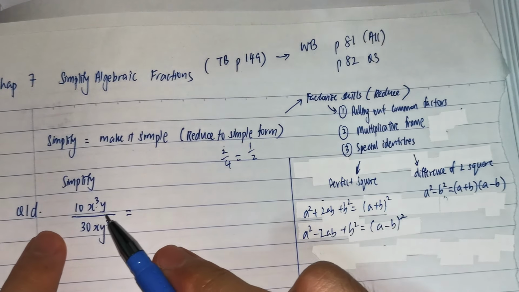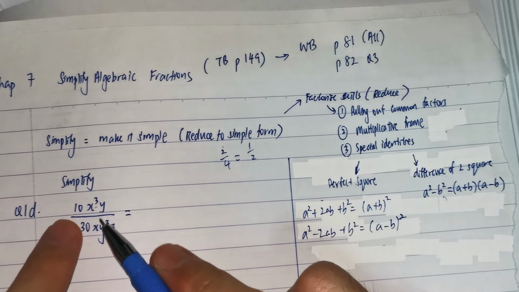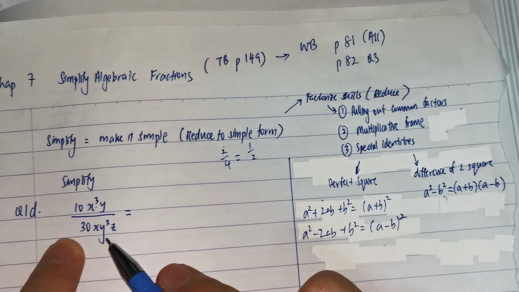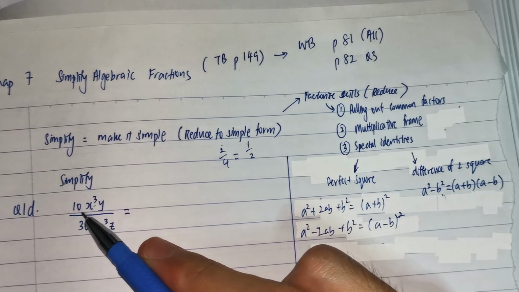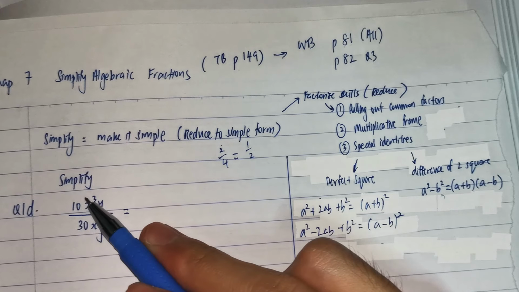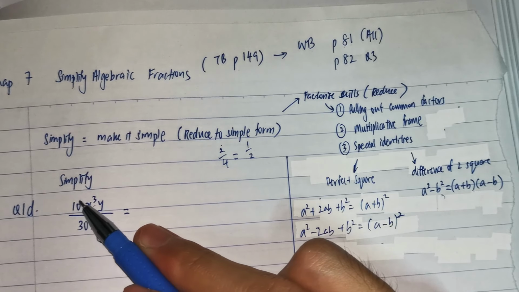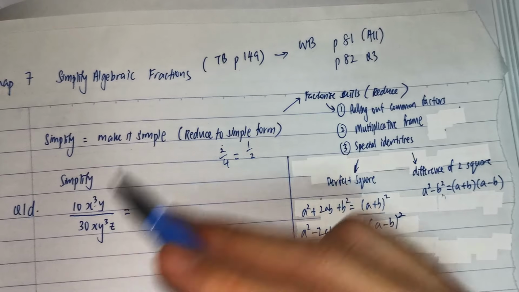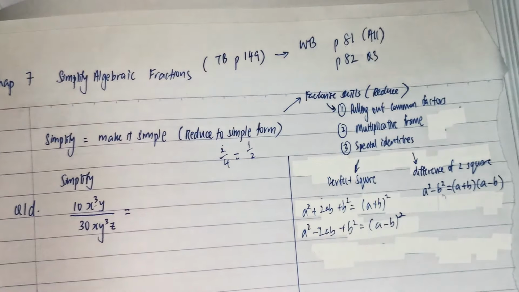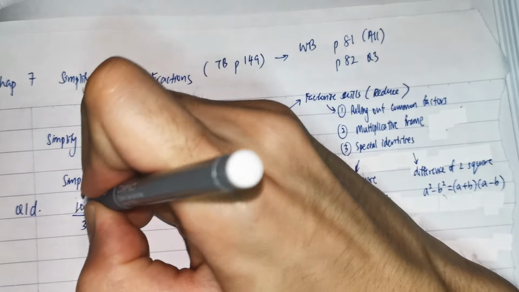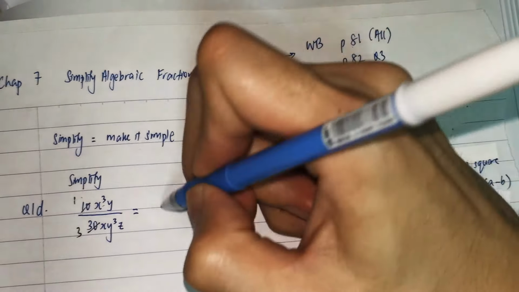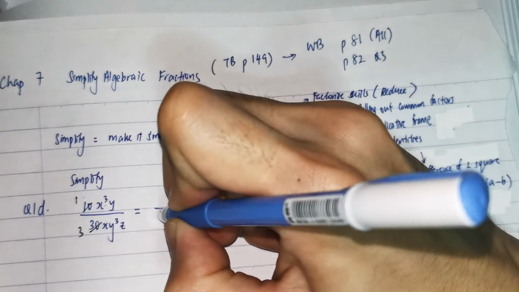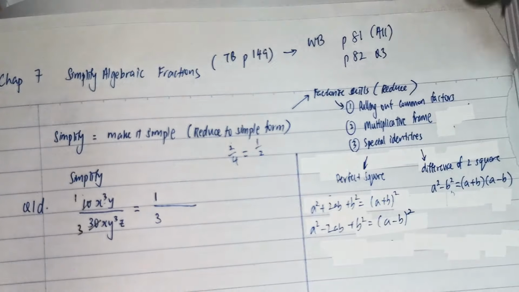So for question 1D, they ask us to simplify these fractions over here. So how do we simplify? So first thing, we need to know what are the common factors. So let's check the numbers first. So 10 and 30, right? I know that 10 is a common factor in the numerator and the denominator. So I can divide it by 10 throughout in the top and bottom. So 10 divided by 10 will be 1. 30 divided by 10 will be 3. So once I write my answer, it will be 3 at the bottom and 1 on top.